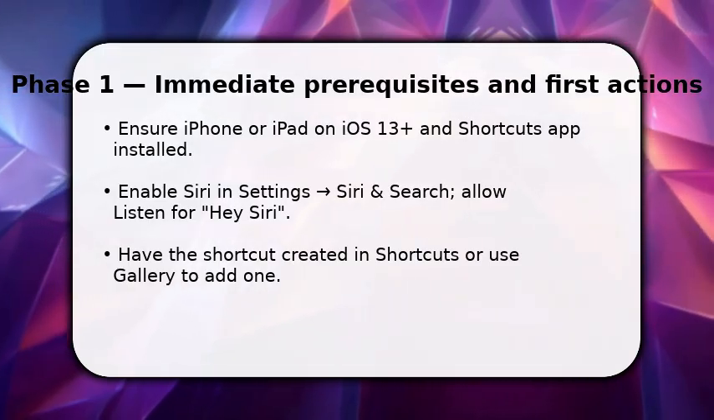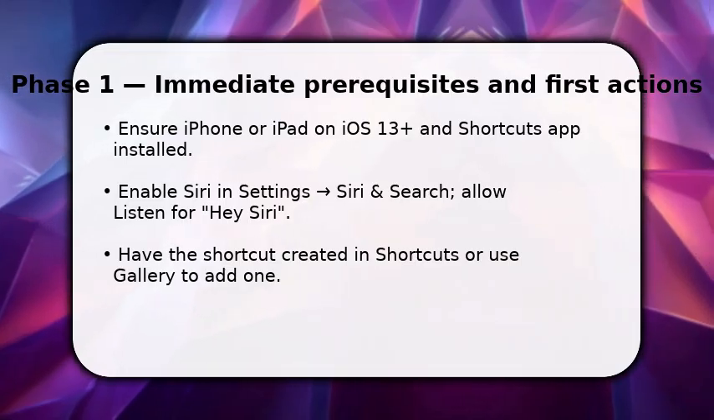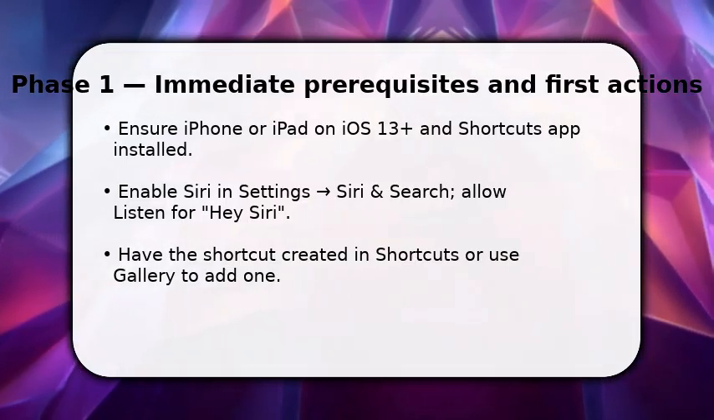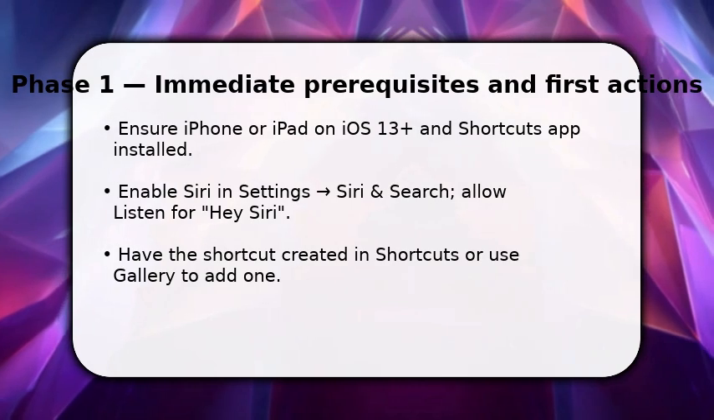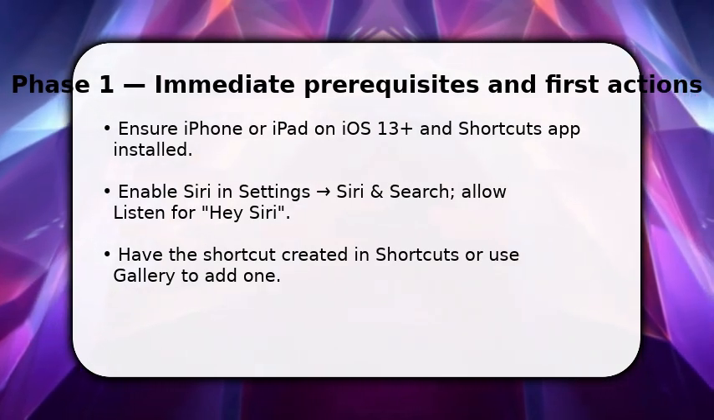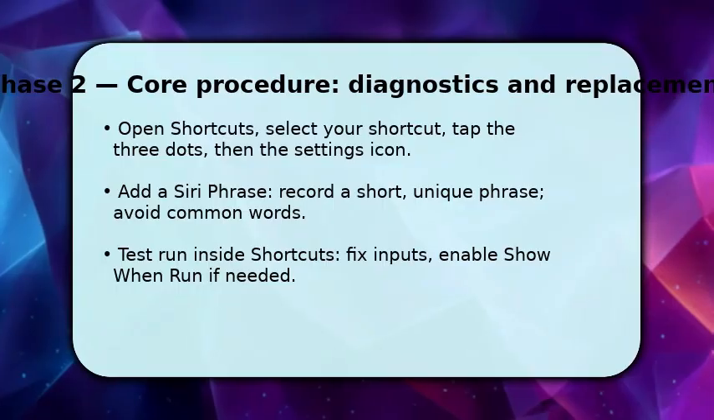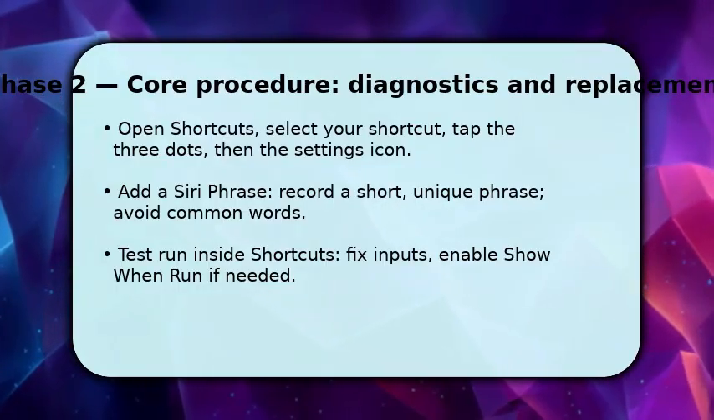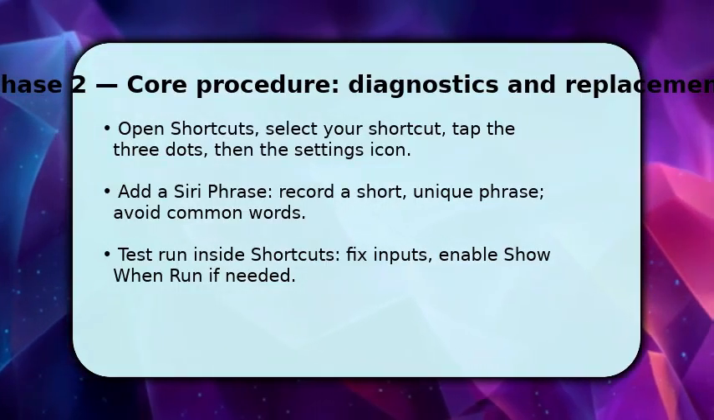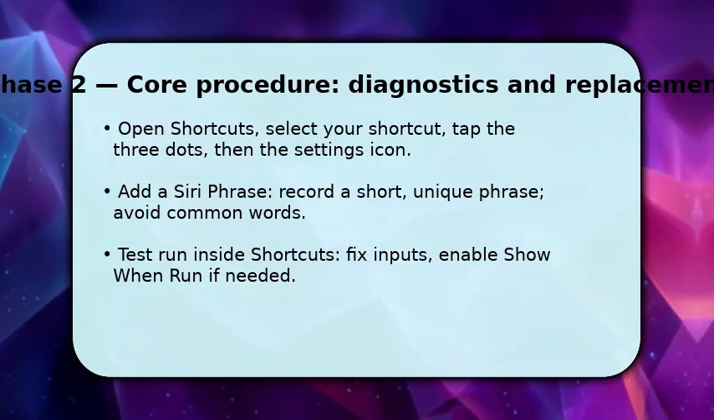You're taking the first actionable steps so Siri can find and run that shortcut. This establishes the voice interface and the shortcut's presence. Now you'll link a phrase. Open Shortcuts, tap the shortcut, then the three dots and the settings icon. Choose Add to Siri and record a concise phrase that's unique and easy to speak.